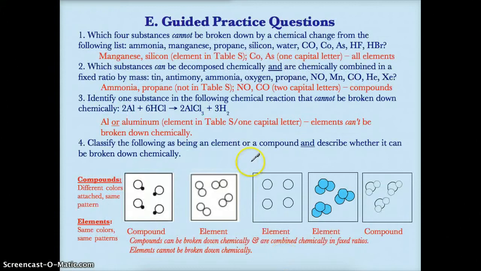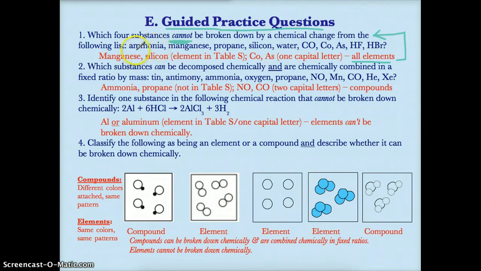All right? So let's go through the guided practice questions now. It says, in number 1, which 4 substances cannot be broken down by a chemical change from the following list? So let's note that the only types of substances that cannot be broken down by a chemical change are elements. So basically, we just have to find the 4 elements in the list, right? Since elements can't be broken down by a chemical change, we have to find the 4 elements.